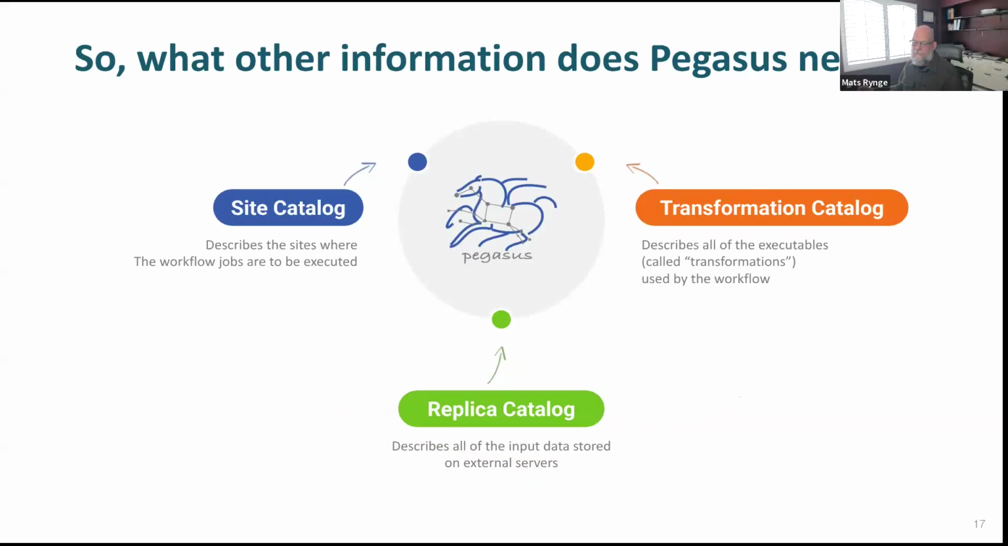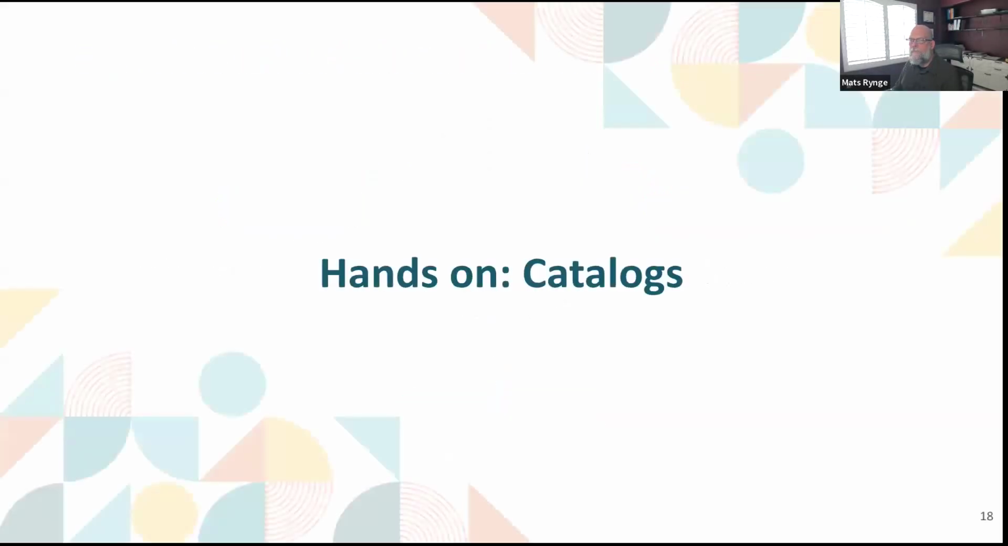The neat thing about the replica catalog is that it can be local files, but it could also be remote files. So that means that if you are pulling data from an external service or a data location, then you can just specify that, and Pegasus will then figure out how to get that data. So you don't have to move the data first. You can just point Pegasus to it, and Pegasus will do the data management for you.